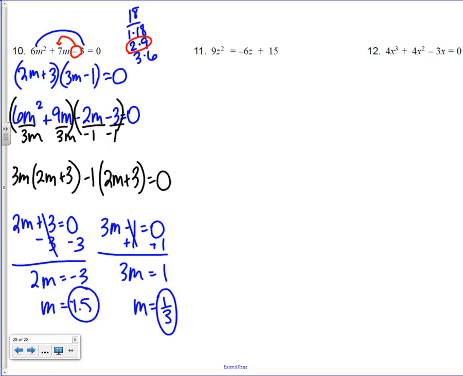Now, if you look at number 11, they are certainly not equal to 0. So you have two options. You can either subtract the 9z over, or you can add the 6z and subtract the 15. I think I want to keep my z squared to be positive, so I'm going to go ahead and move both of these to the other side, making sure I put them in the right order.